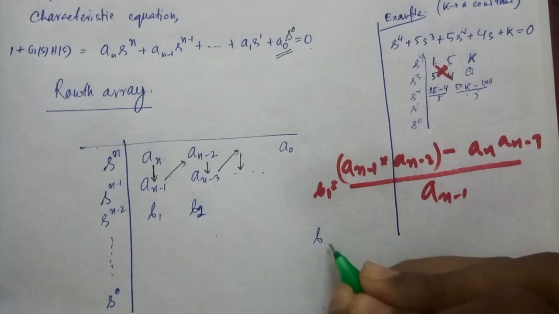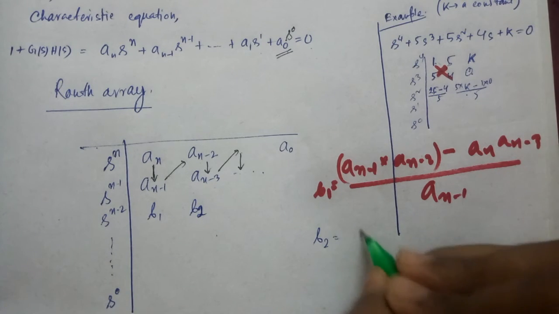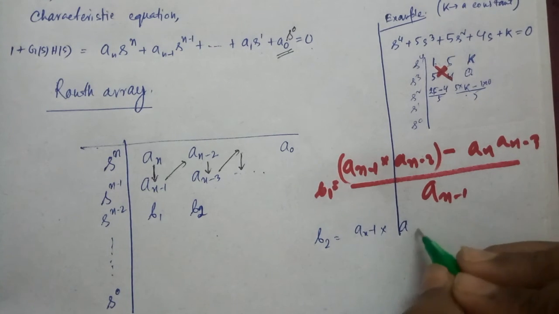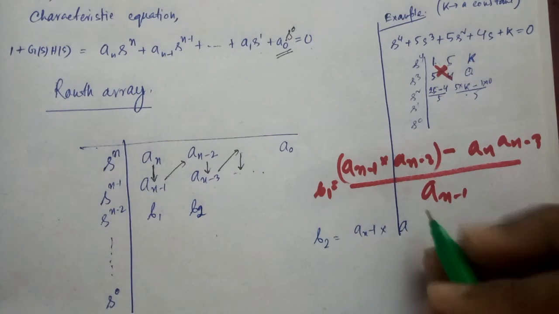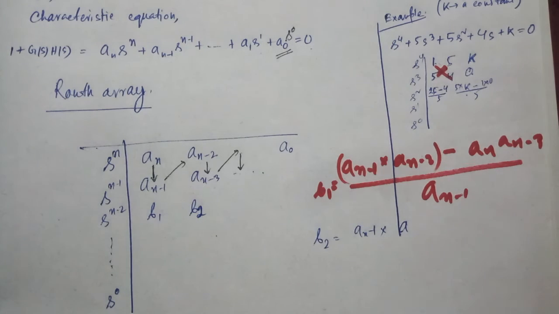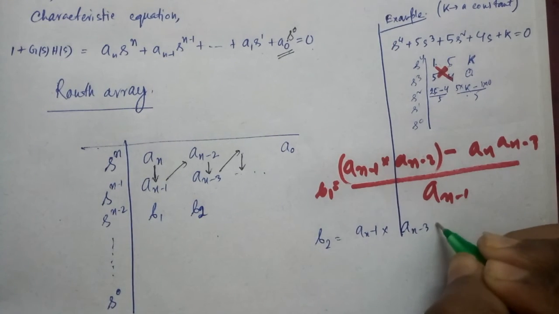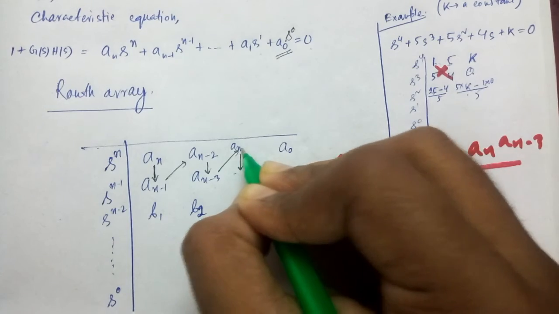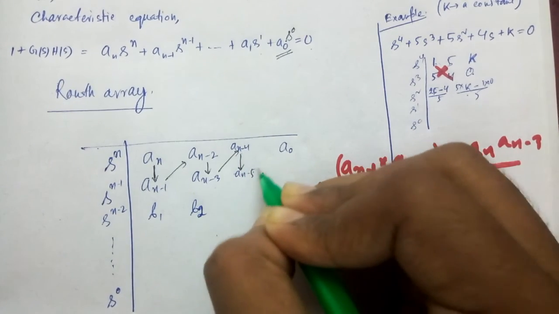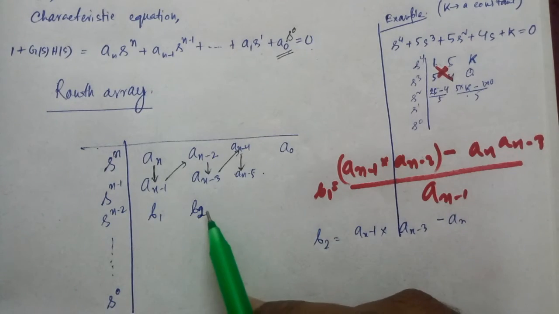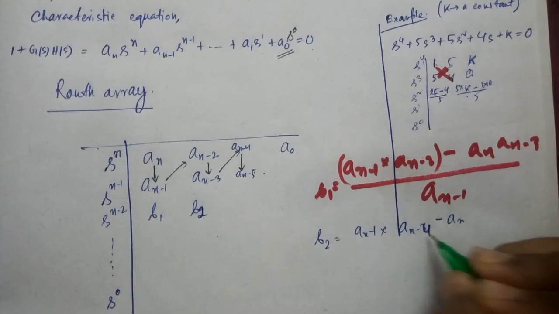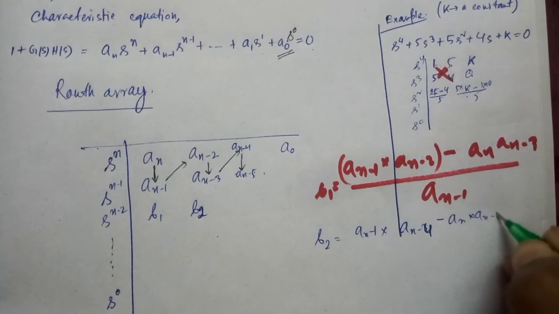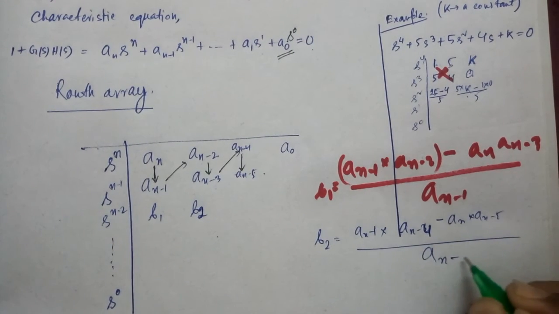So according to the procedure, b2 is equal to a n minus 1 into a n minus 4 minus a n into a n minus 5, by a n minus 1. Let me write it here: a n minus 3, a n minus 4, a n minus 5 is here.